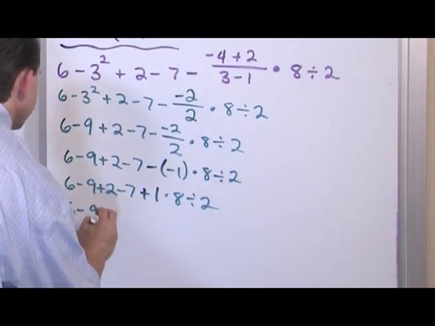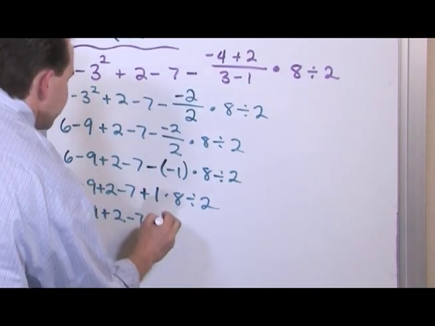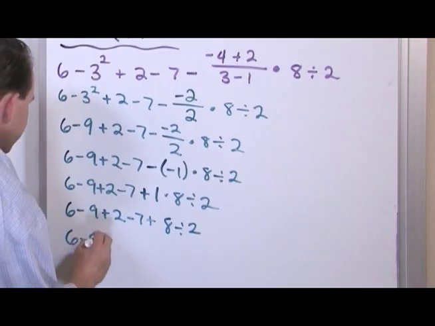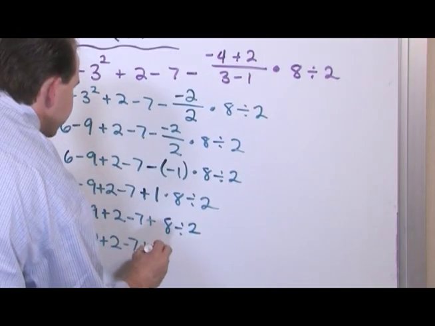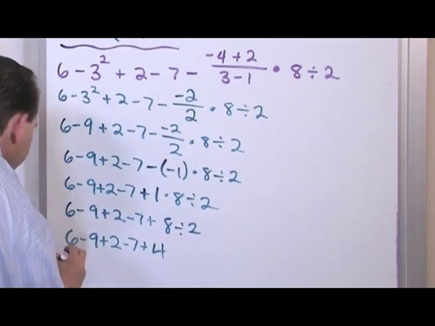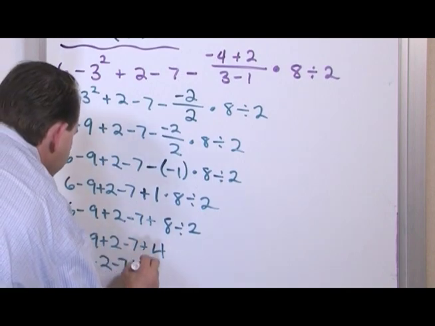6 minus 9 plus 2 minus 7 plus 1 times 8 is 8. Got to divide by 2 at the end. 6 minus 9 plus 2 minus 7 plus, and then 8 divided by 2 is 4, getting much, much smaller. Now it's just going left to right. 6 minus 9 is going to give us -3, so we have -3 plus 2 minus 7 plus 4.